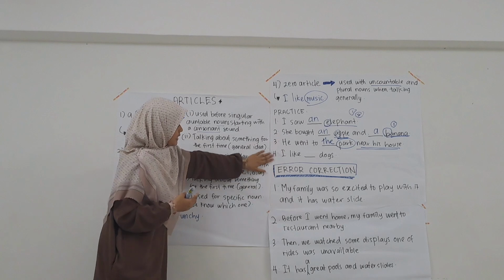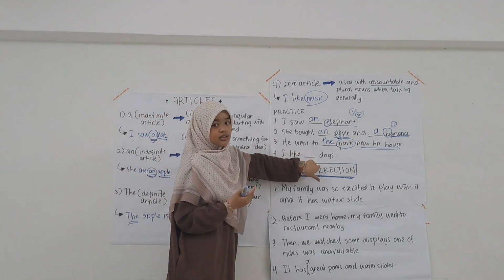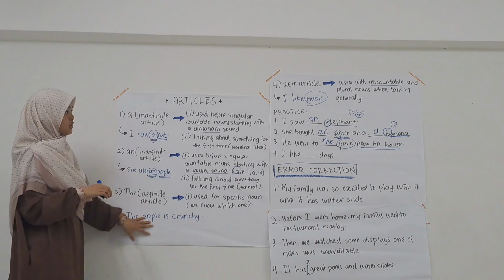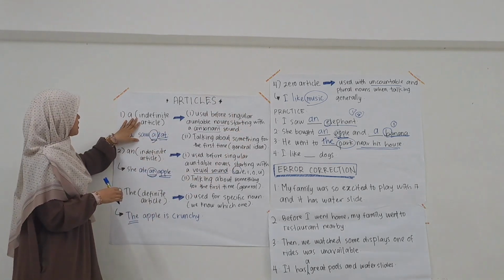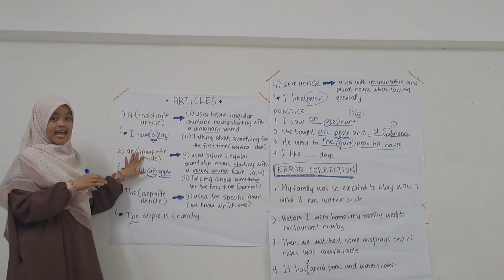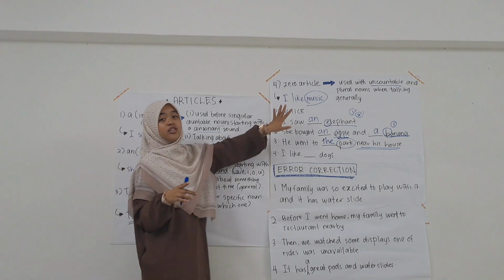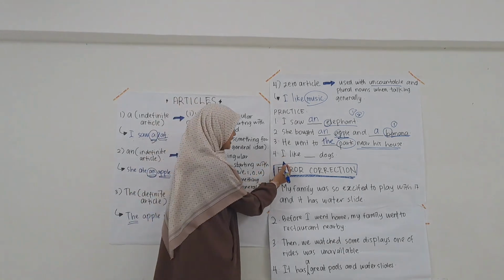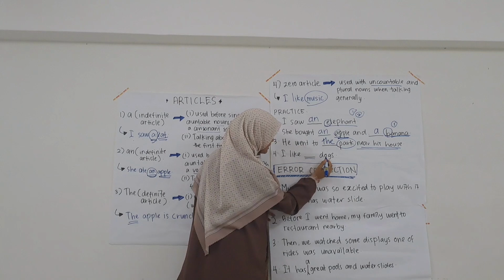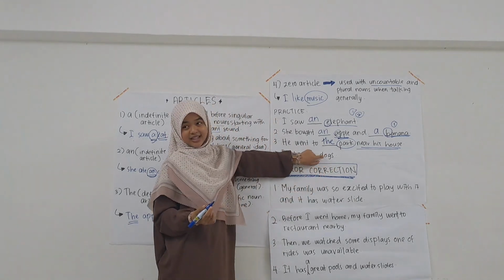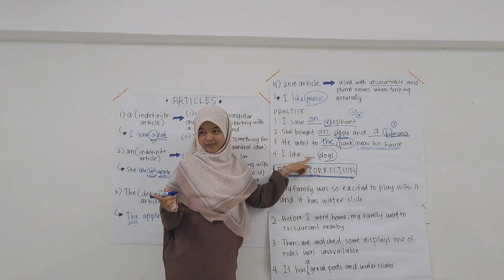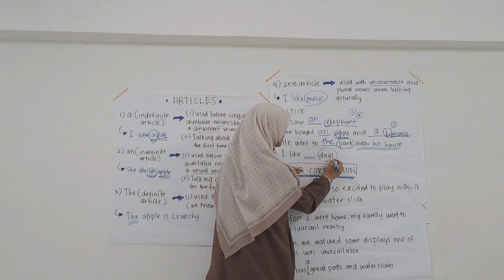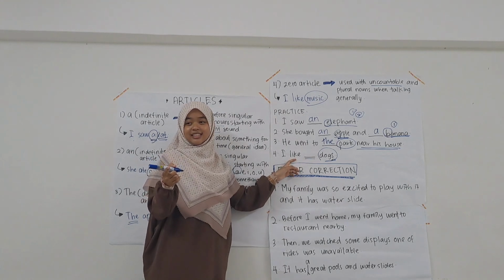Okay, the fourth sentence. I like dogs. So which of the four articles do you think we should use? The indefinite article a or an, the definite article the, or zero article? What do you think? Okay, let's look at the context of the sentence. The s means plural, not singular, right?